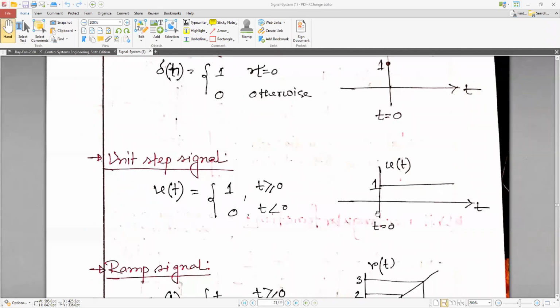The unit impulse signal is like this. It would be like this. Look at the signal type. What kind of signal is it? When t is greater than or equal to 0, the amplitude value of u(t) is 1. When t is less than 0, then it is 0.